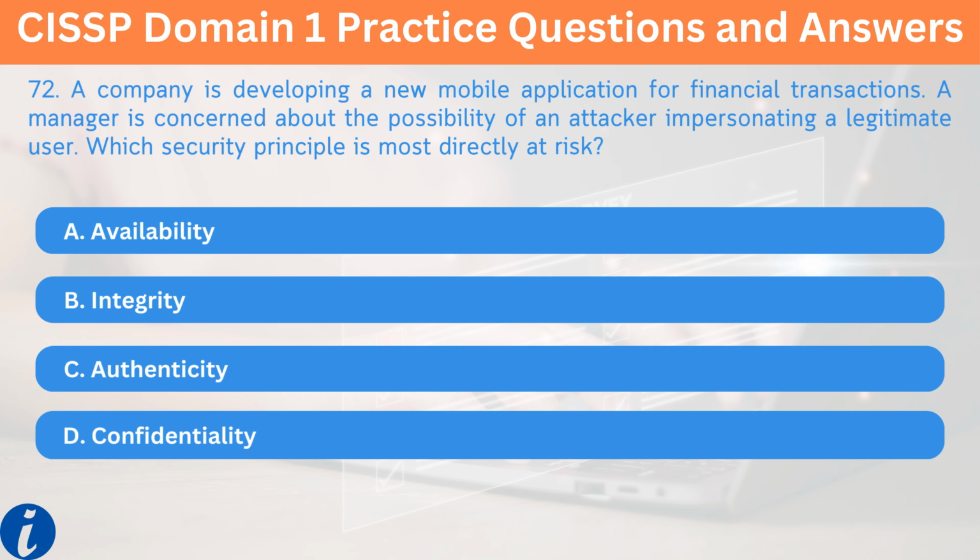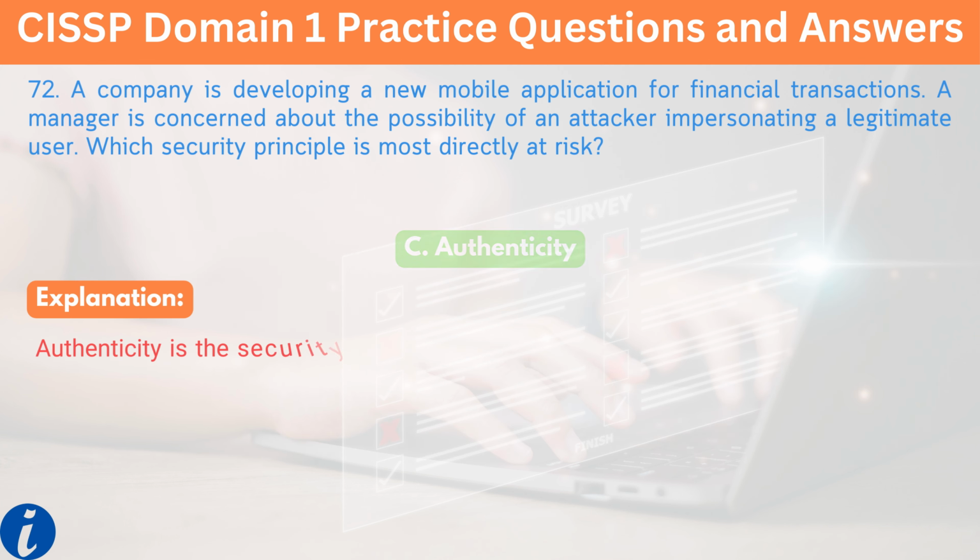72. A company is developing a new mobile application for financial transactions. A manager is concerned about the possibility of an attacker impersonating a legitimate user. Which security principle is most directly at risk? A. Availability. B. Integrity. C. Authenticity. D. Confidentiality. The correct answer is C.